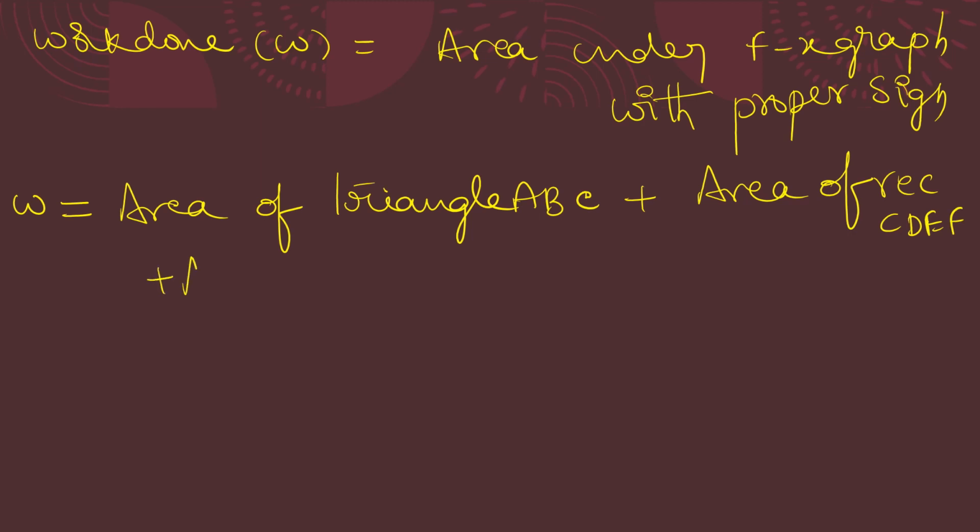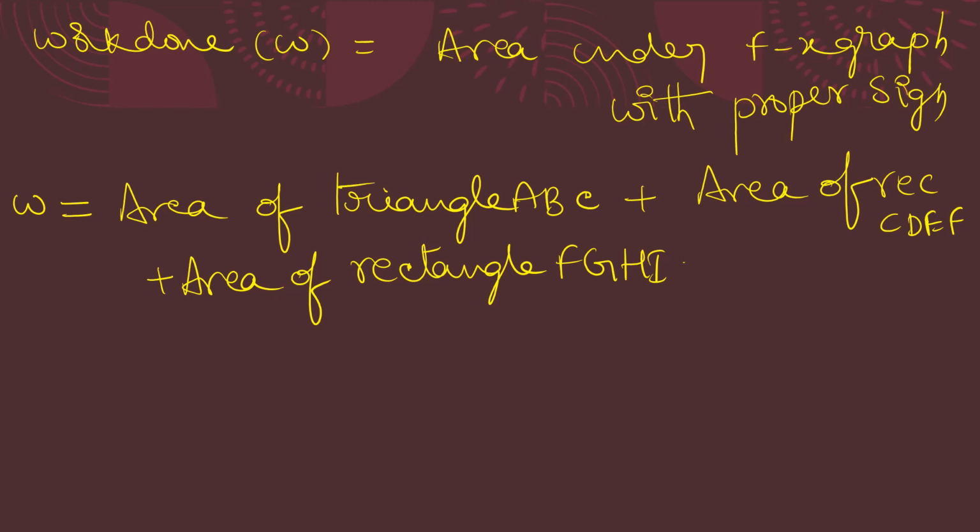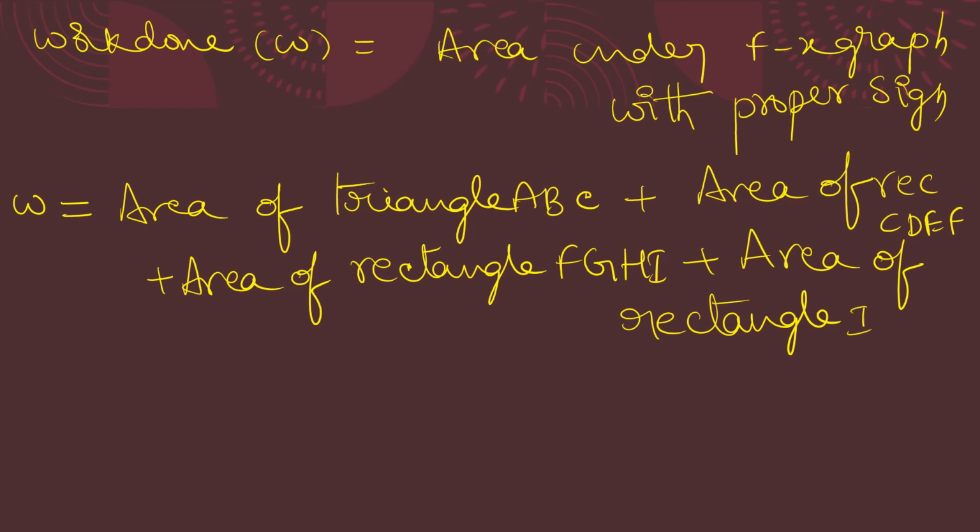plus the area of another rectangle FGHI, plus the area of rectangle IJKL. Now we are substituting values.